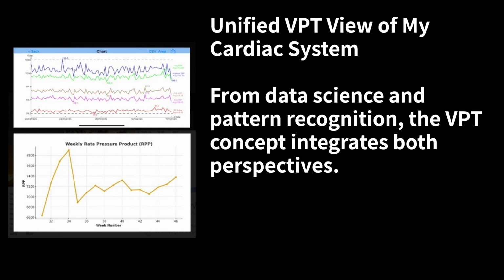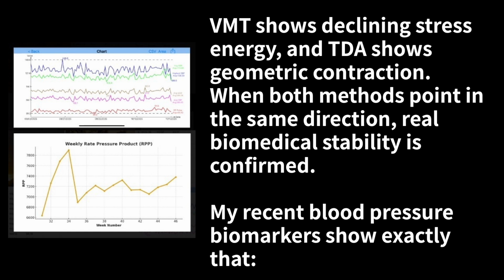Unified VPT view of my cardiac system. From data science and pattern recognition, the VPT concept integrates both perspectives. VMT shows declining stress energy, and TDA shows geometric contraction. When both methods point in the same direction, real biomedical stability is confirmed. My recent blood pressure biomarkers show exactly that.